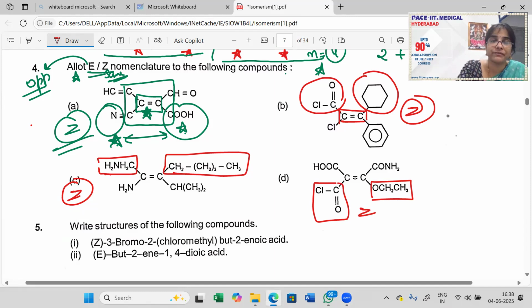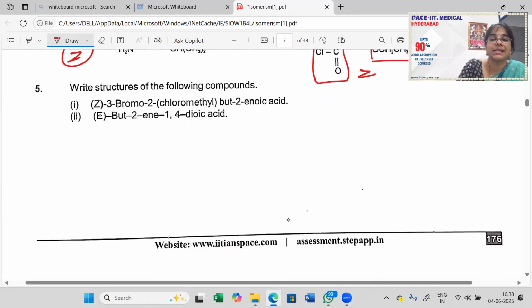Next, write the structures of the following compounds. This is Z, Zusammen, which means on the same side. 3-bromo-2-chloromethyl but-2-enoic acid. First, I will check that. But-2-enoic, 1, 2, 3, 4. But-2-enoic acid, enoic means C double bond OH, okay, and 2-chloromethyl on the second position.